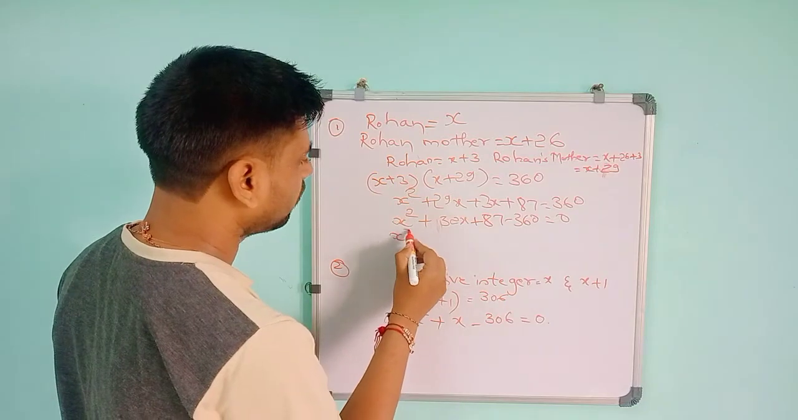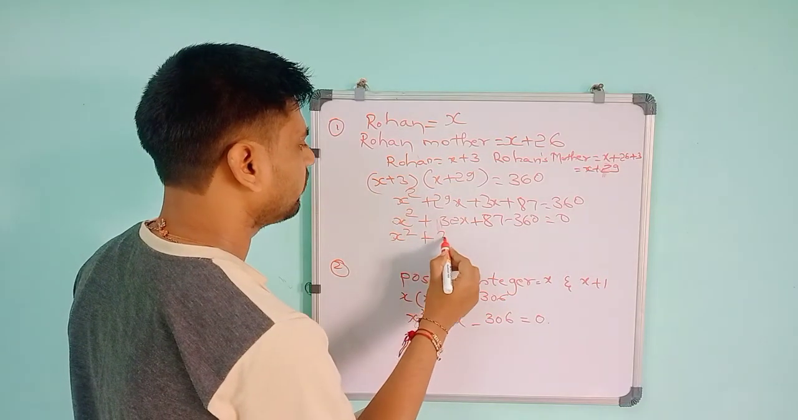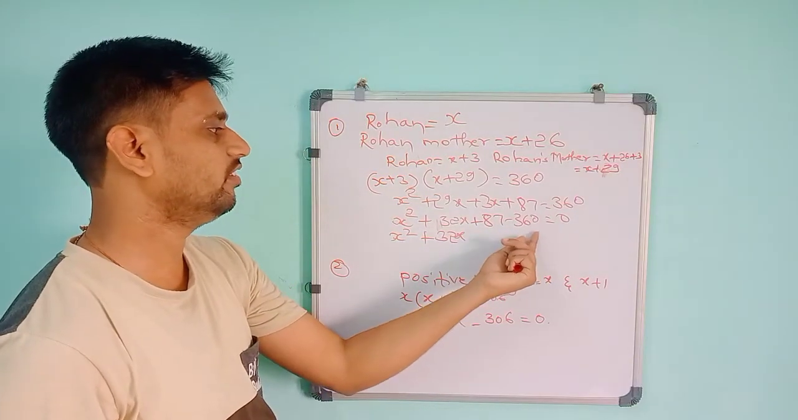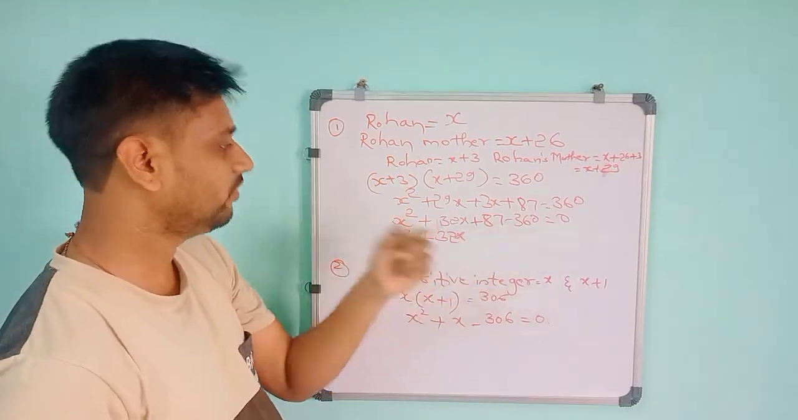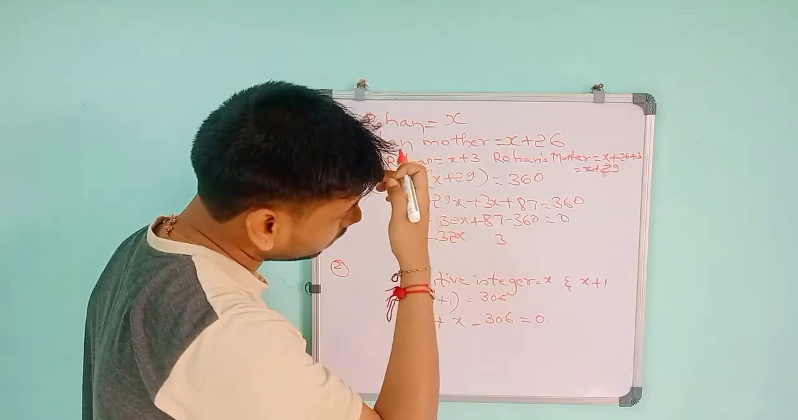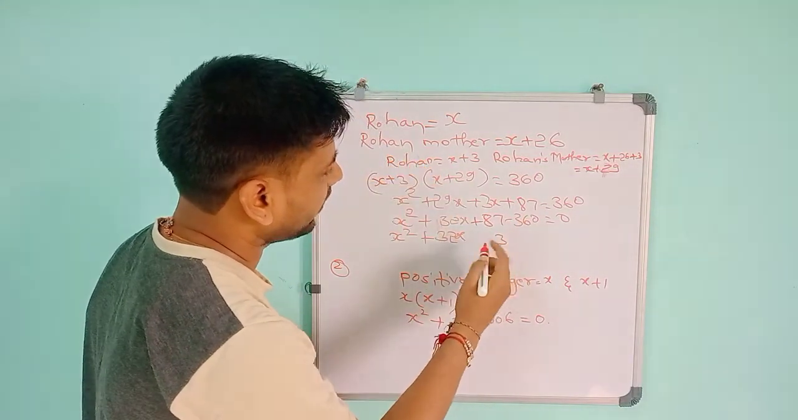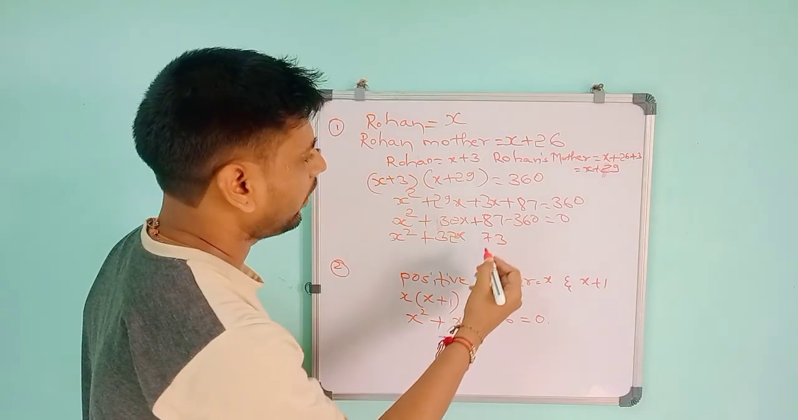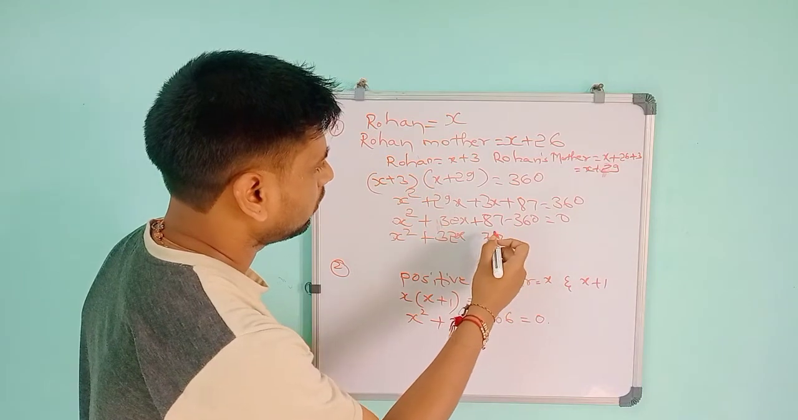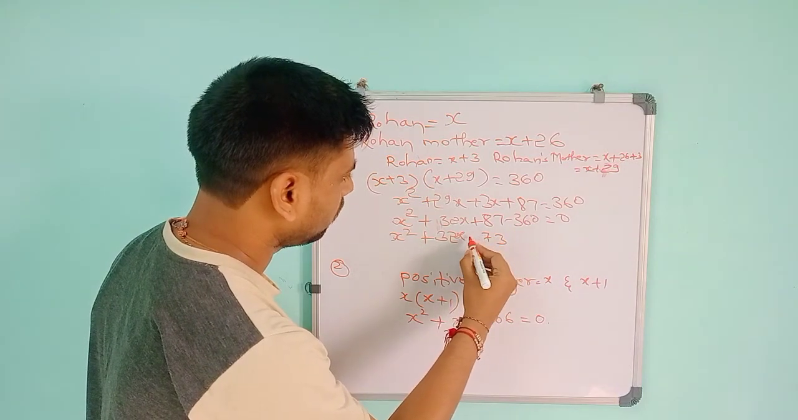So x square plus 32x. You can't subtract 87 by 360, because 360 is greater. So you subtract 360 by 87. Then 10 minus 7 is 3, carry 1. Then 16 minus 9 is 7, and 3 minus 1 is 2. So 273.